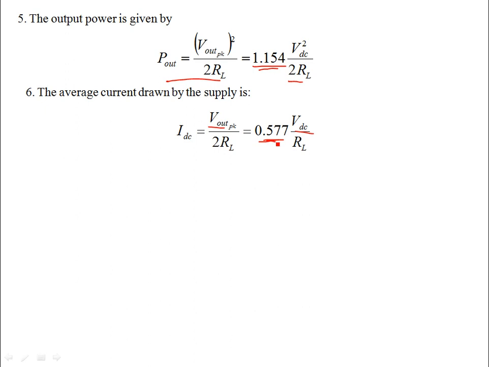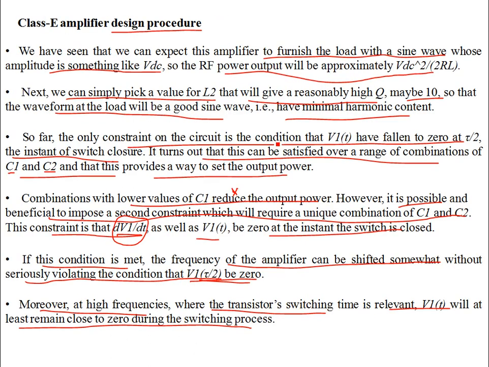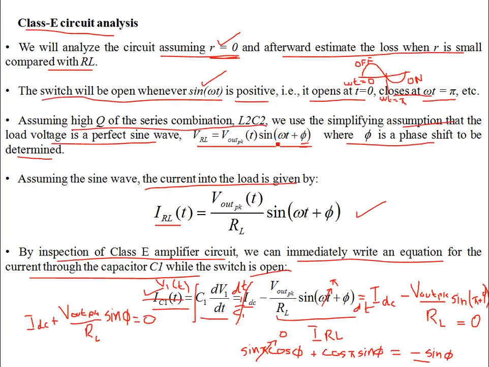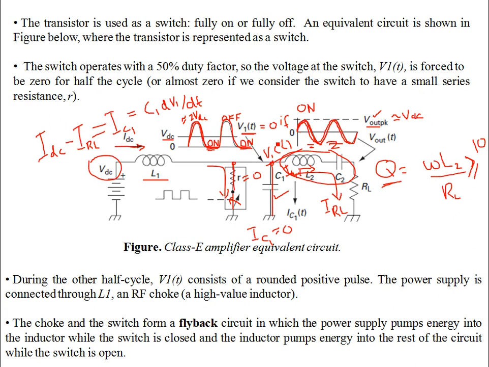Again, these design equations can be used to design a class E amplifier under the condition that for half the cycle V1(t) is closed. For the other half cycle, when the switch closes, V1(t) goes to 0, and once the switch is open, we have a pulsating V1(t) of an average amplitude of 2 VDC.